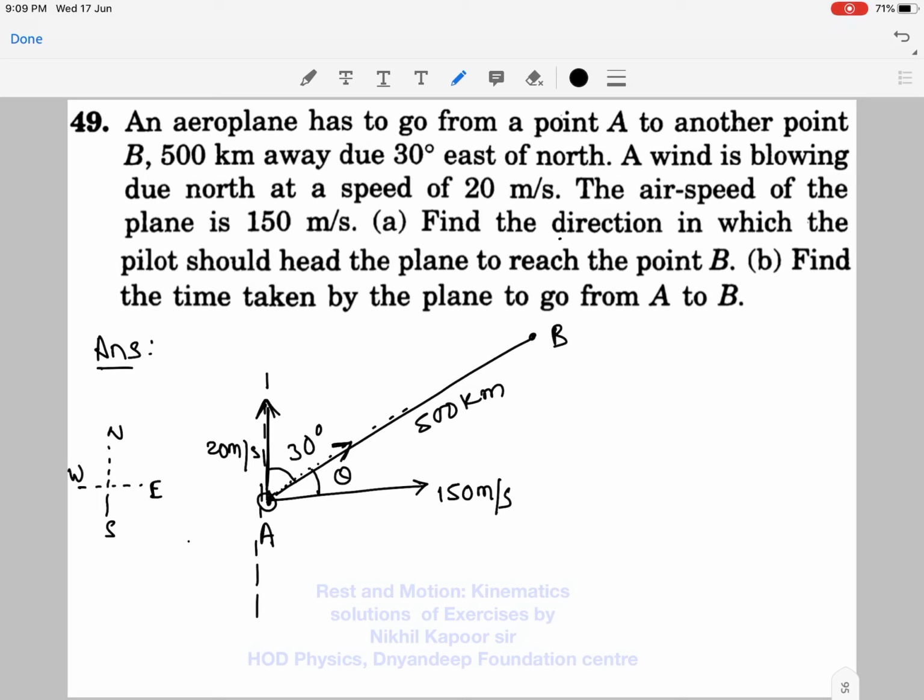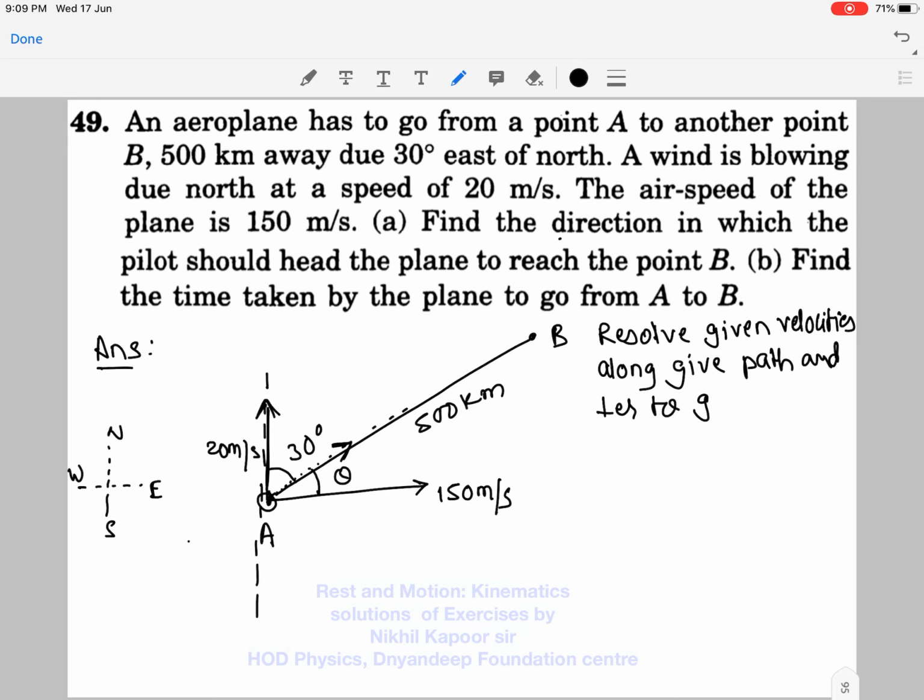Now whenever it is said that the path is fixed, in order to solve such a question, resolve given velocities along given path and perpendicular to given path. Okay, so let's resolve velocity along AB and perpendicular to AB.